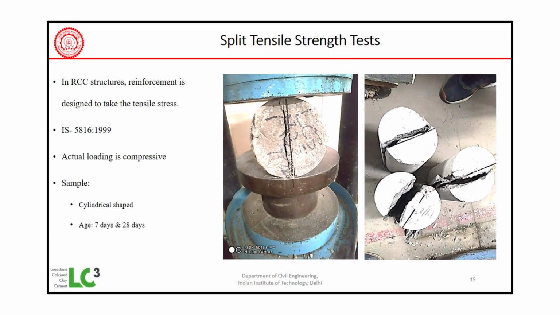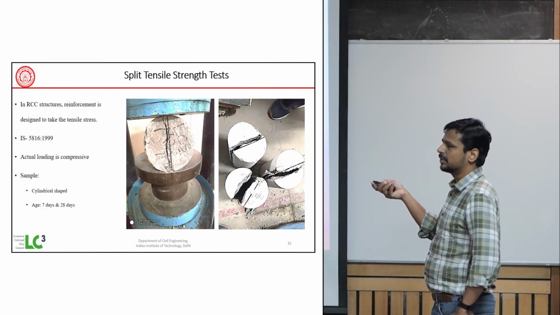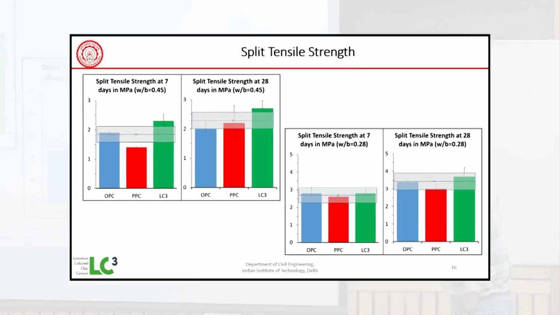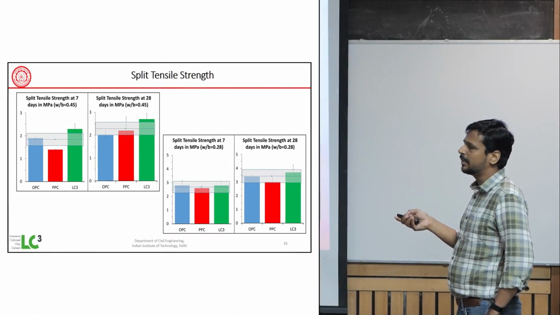Then we perform the split tensile strength test with these cylinders, and this is a very standard test. You can see it in 5816. These are the results. Again, you can see the results are very comparative, and all the results are within the band only.